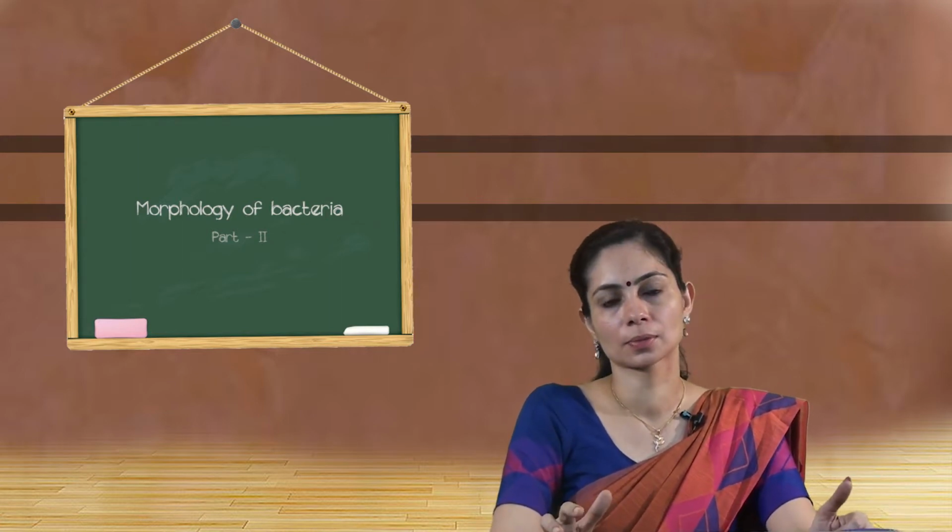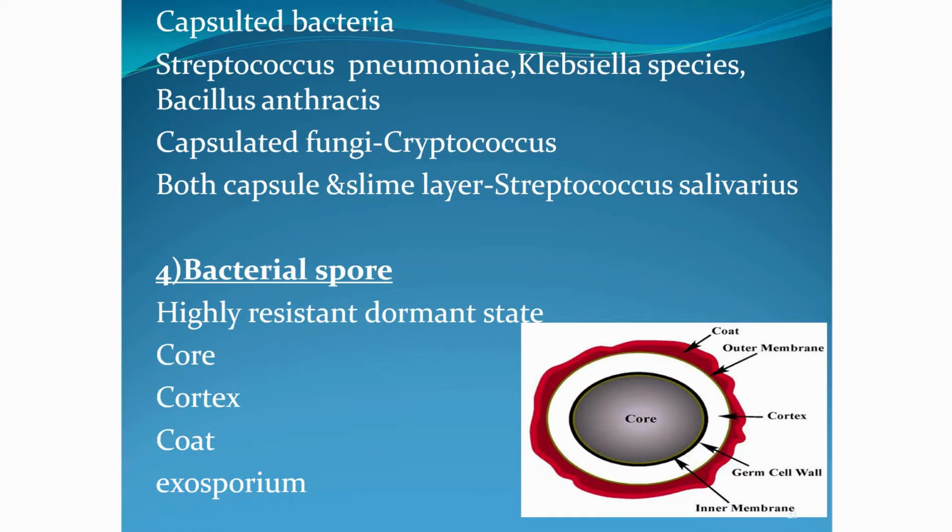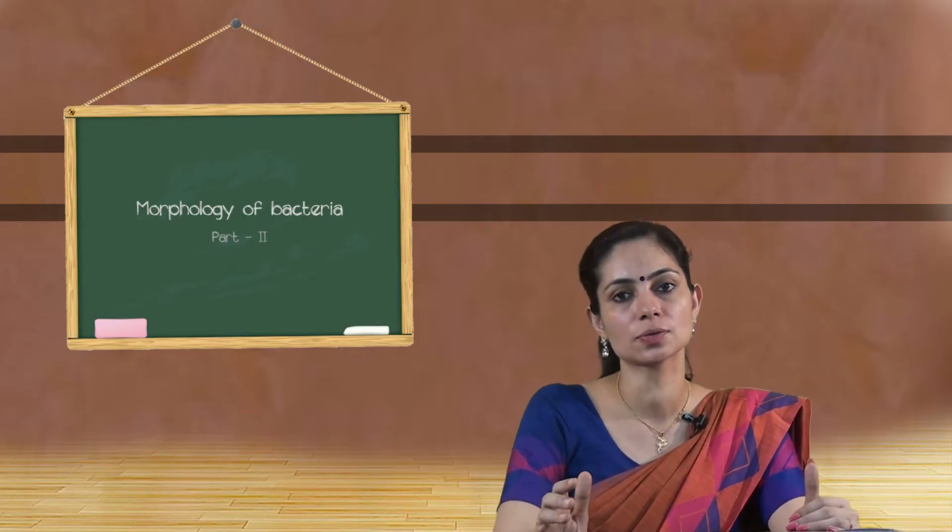Bacteria spore. Now coming to the bacteria spore, it is a highly resistant dormant state seen in some of the bacteria. So we have a few groups of bacteria which can sporulate during unfavorable conditions. These spores help them to survive in the unfavorable condition, and once the conditions are favorable for their multiplication, they come back to the vegetative state.